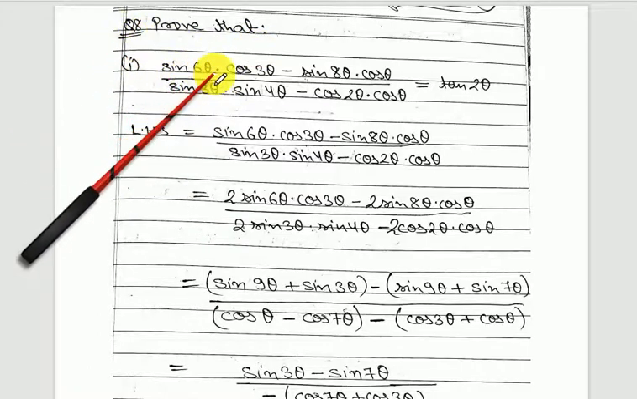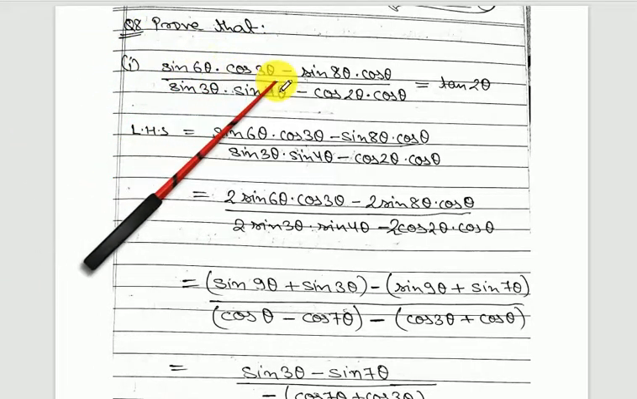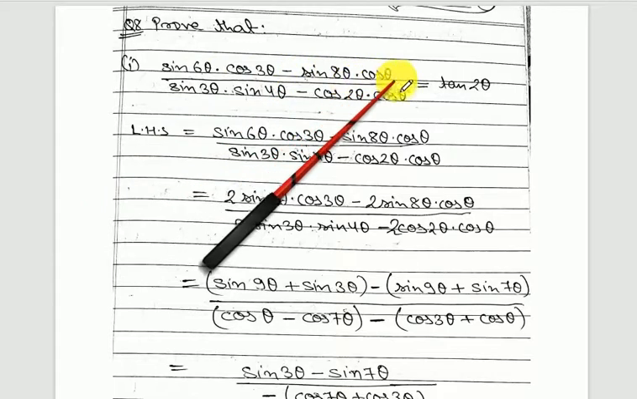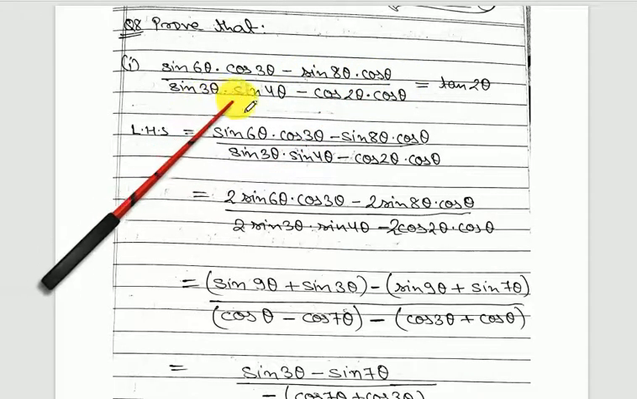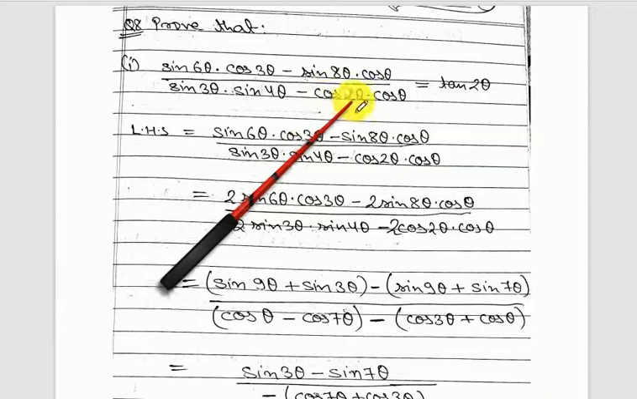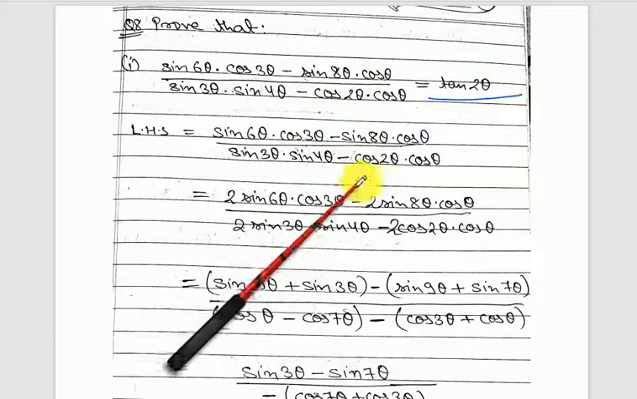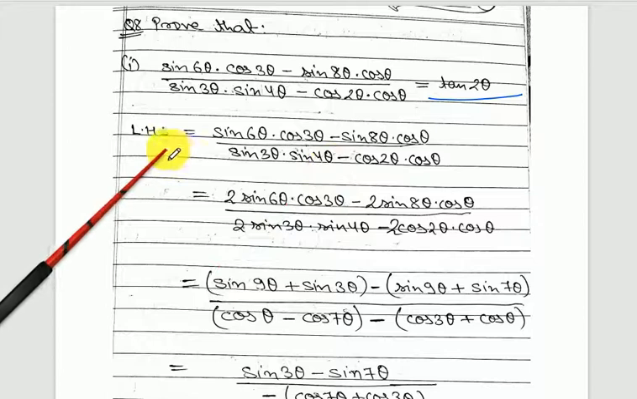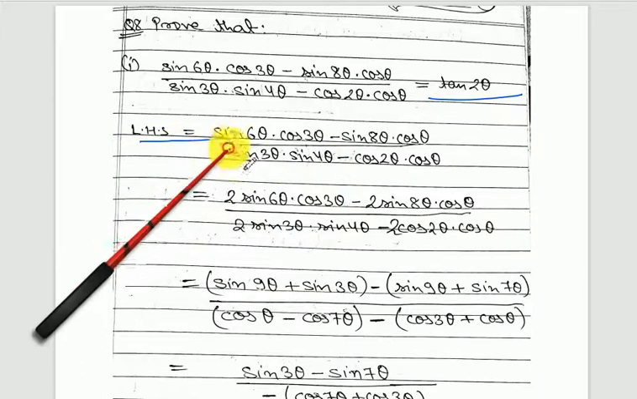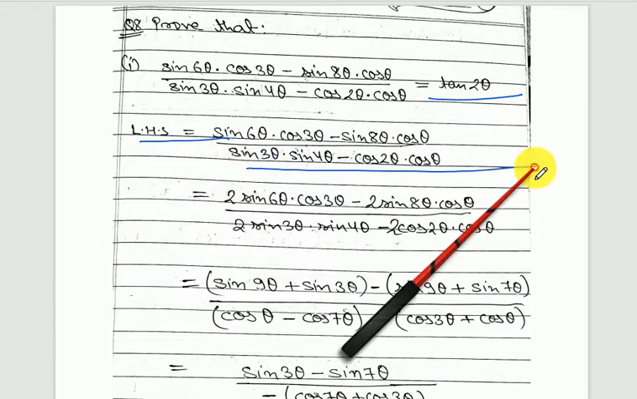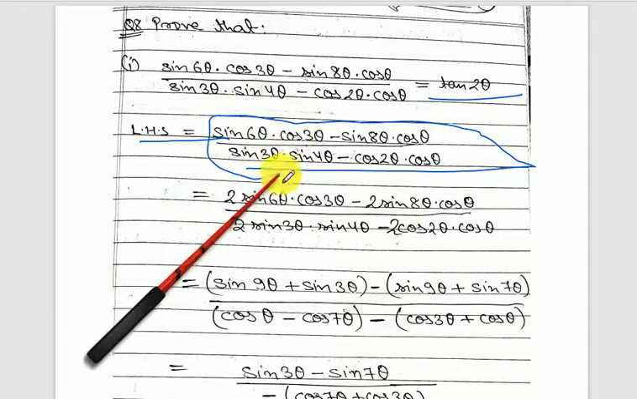Prove that (sin 6θ cos 3θ − sin 8θ cos θ) upon (sin 3θ sin 4θ − cos 2θ cos θ) is equal to tan 2θ. So let us take the left hand side. So this is your left hand side.